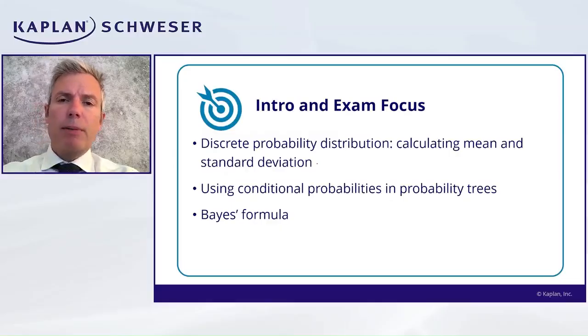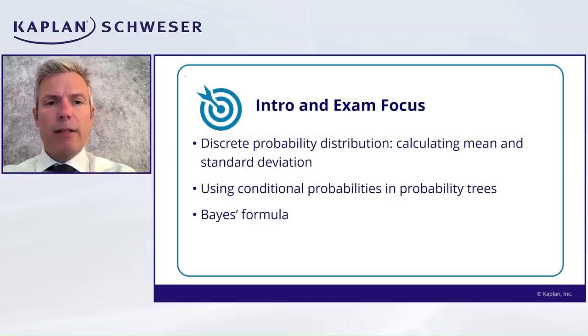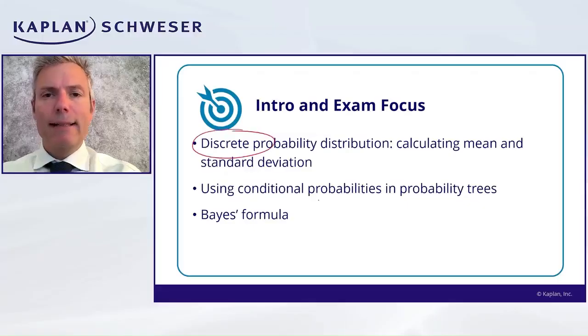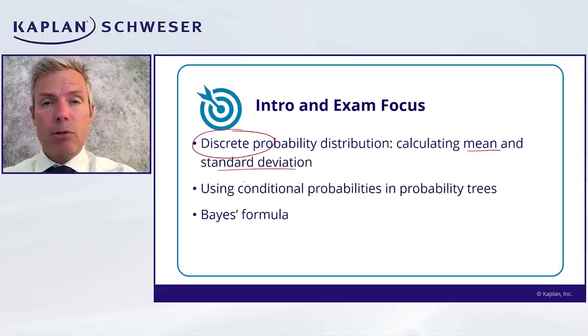But what we're going to do in particular in this section is make sure we can deal with a discrete probability distribution. Make sure we know what that is. Make sure we can strip out the mean and the variance of that, and the standard deviation accordingly. And we're going to make sure we can deal with conditional probabilities and the trees, like I say, and a brief allusion to Bayes' formula at the end here.